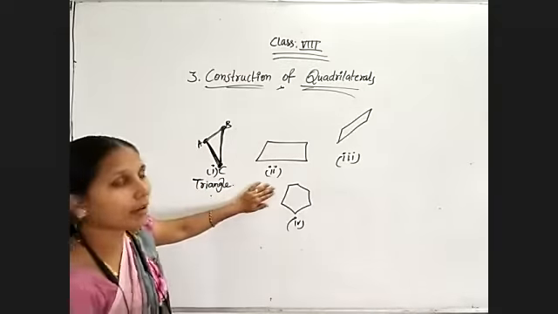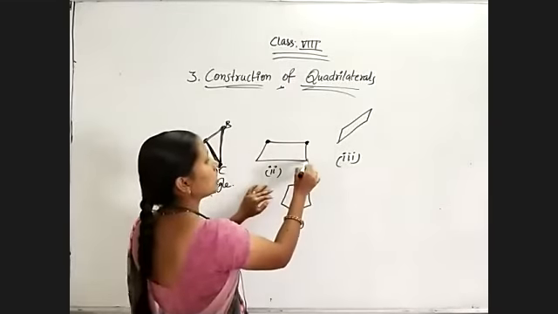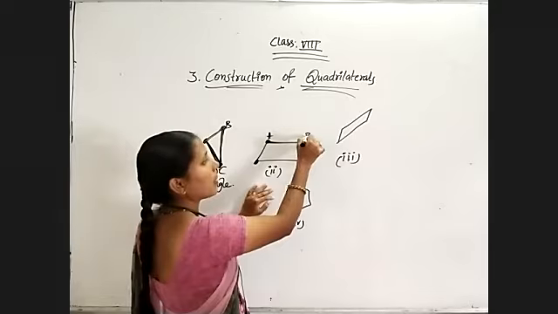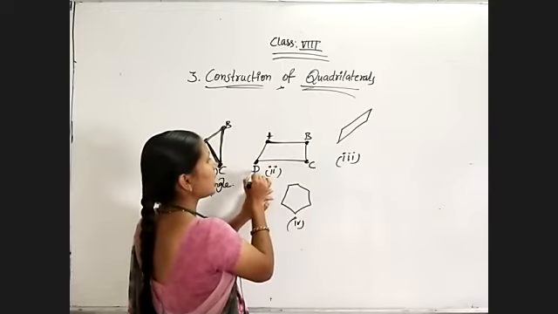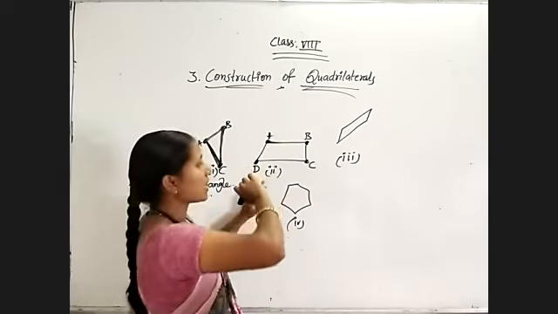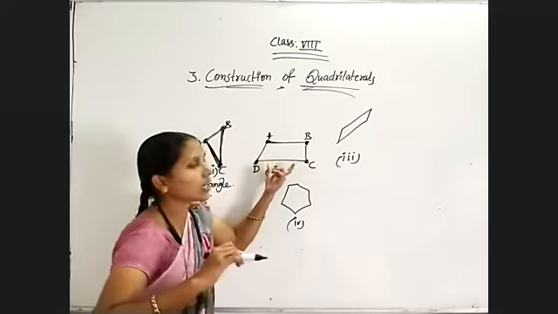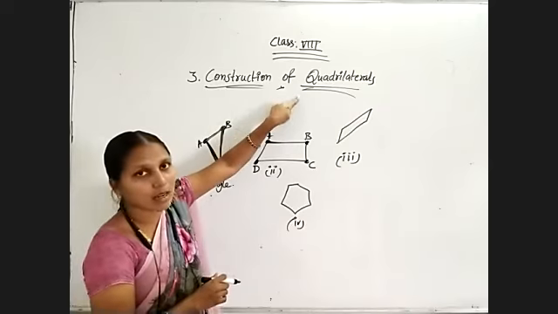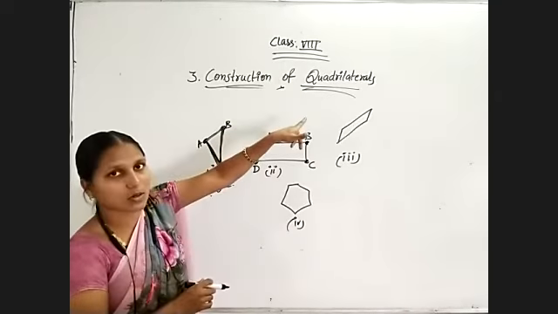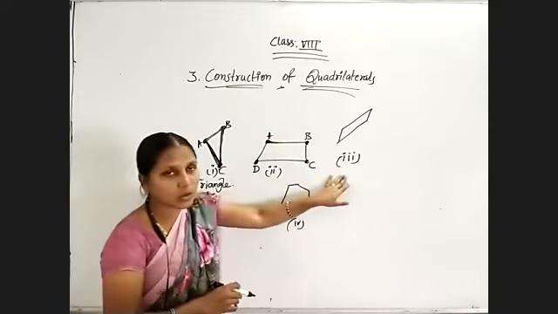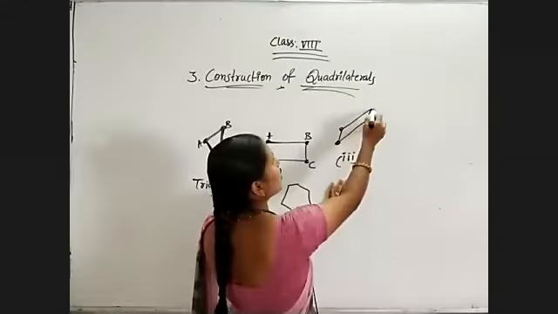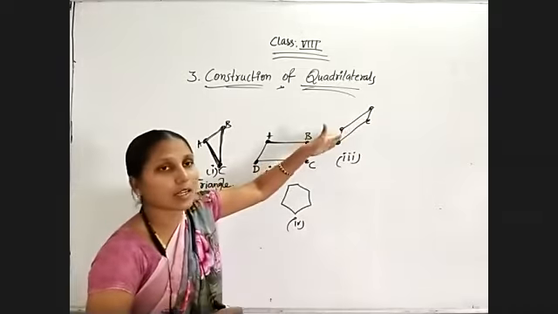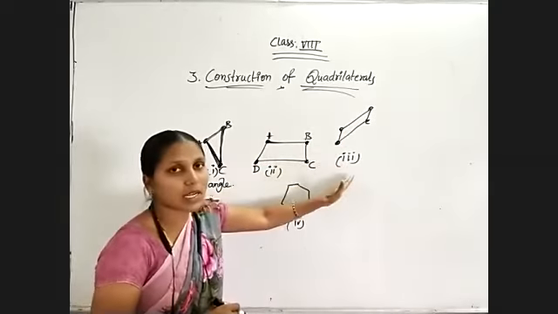And coming to this second figure, 1, 2, 3, 4 points I have. Sides AB, BC, CD, DA. Total 4 line segments are there in this picture. So a closed figure made up of 4 line segments is known as a quadrilateral. Our chapter name is quadrilaterals, no? Quadrilateral. And coming to the third one, 1, 2, 3, 4. Here also this figure is made up of 4 points. That means here also we are getting 4 straight lines. So it is also a quadrilateral.